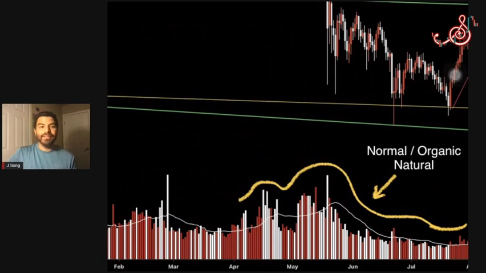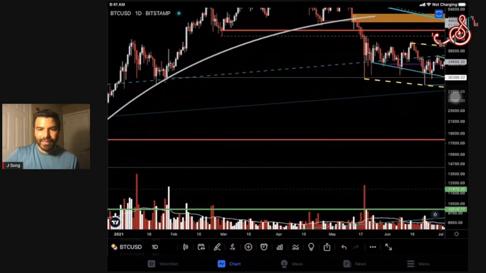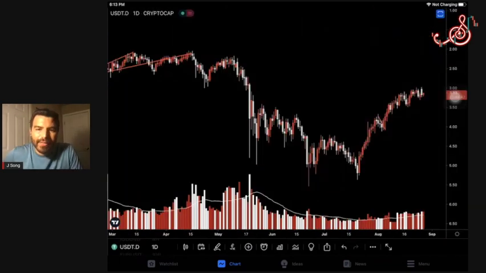This is on USDT.D. However, let's take a look at Bitcoin. Bitcoin's volume looks all over the place and very difficult to read. This is how volume should look, more or less smooth. Although USDT is not without its own manipulation, they try to hide things on the charts.